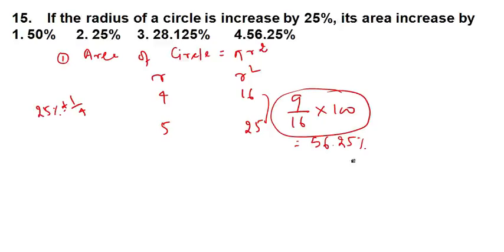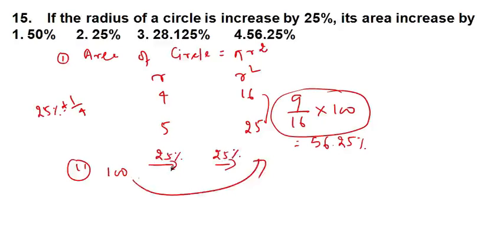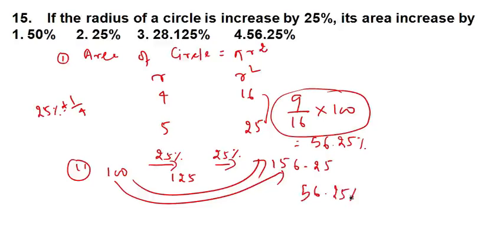Okay, you get 56.25%. Now the second method: I'll assume my area is 100, then the radius got increased by 25%. Now what is the net change? It will become 125. If I increase 125 by 25%, it will be 156.25. Okay guys, so you can see what the change is. The change is again 56.25%.